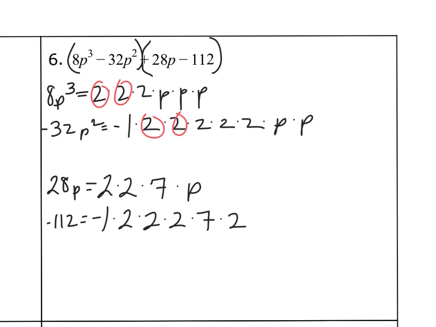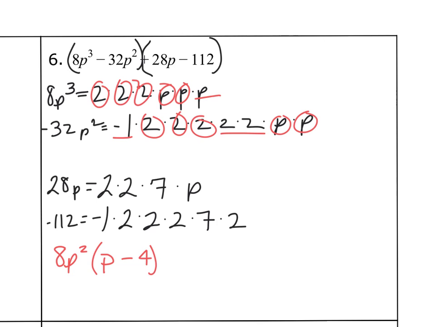All right, so now what do the first 2 terms have in common? 1, 2, 3 2s. 1, 2 p's. So 2 times 2 times 2 is 8. You got it, you're okay. P squared. And then what's left over? P. Well, negative 1 times 2 times 2 is negative 4, right?